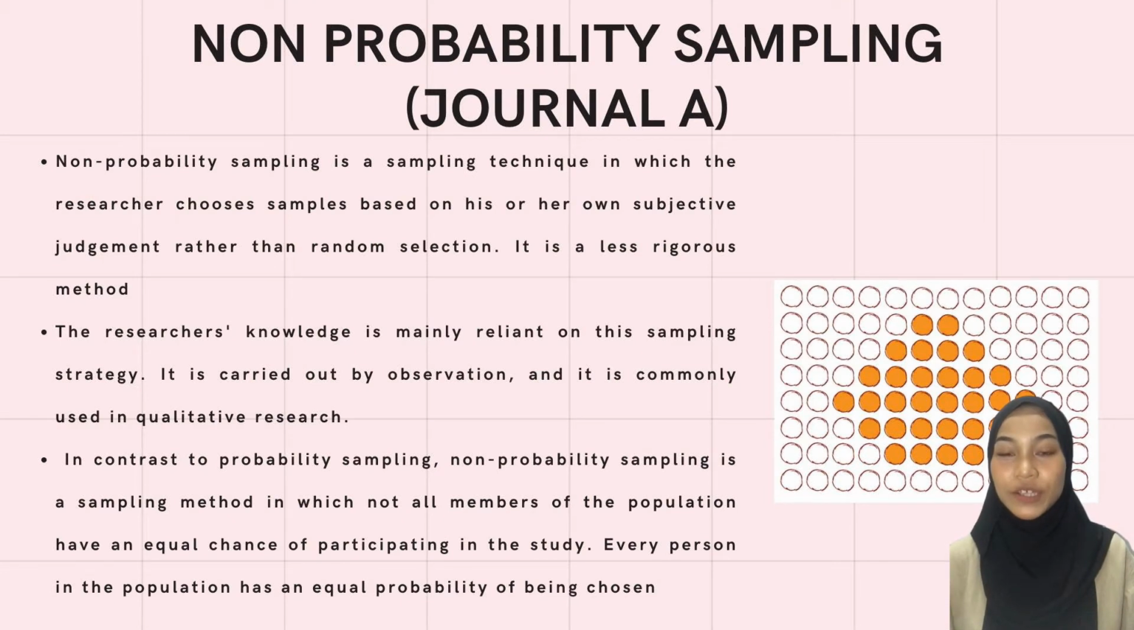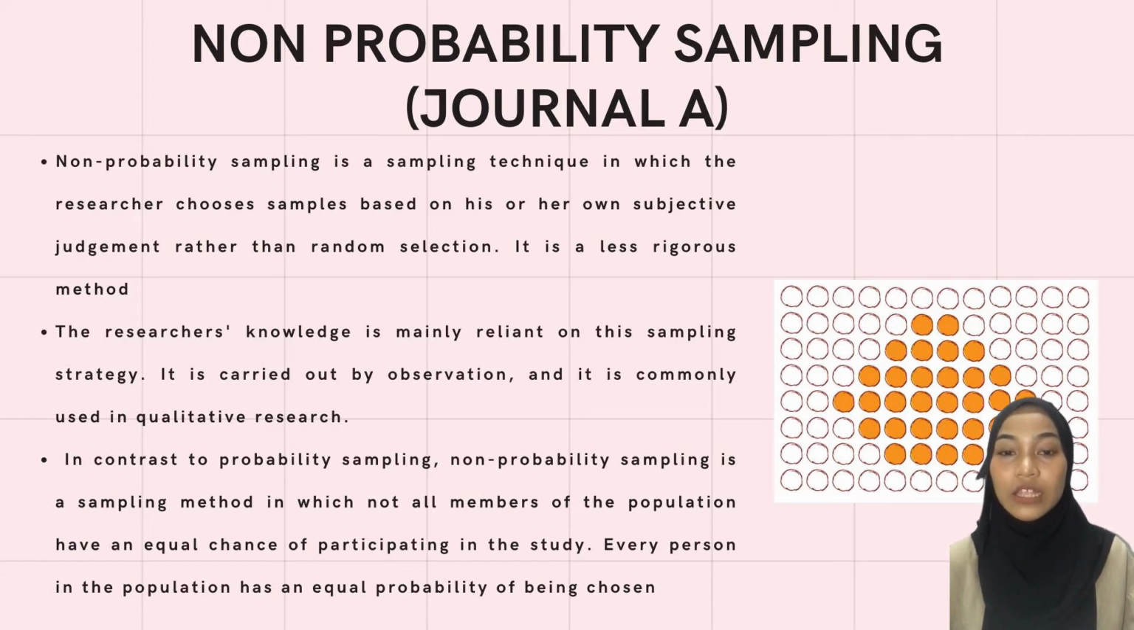Okay, hi, I'm going to present about non-probability sampling for Journal A. Non-probability sampling is a sampling technique in which the researcher chooses the sample based on his or her own subjective judgment rather than random selection. It is a less rigorous method. The sampling strategy mainly relies on the researcher's knowledge. It is carried out by observation and is commonly used in qualitative research.